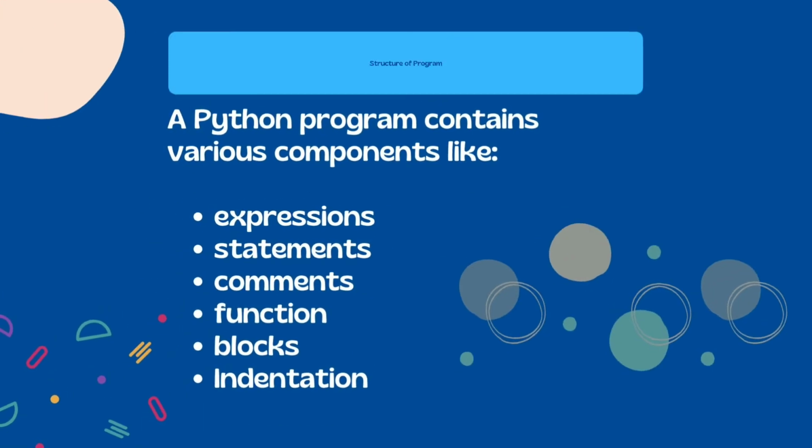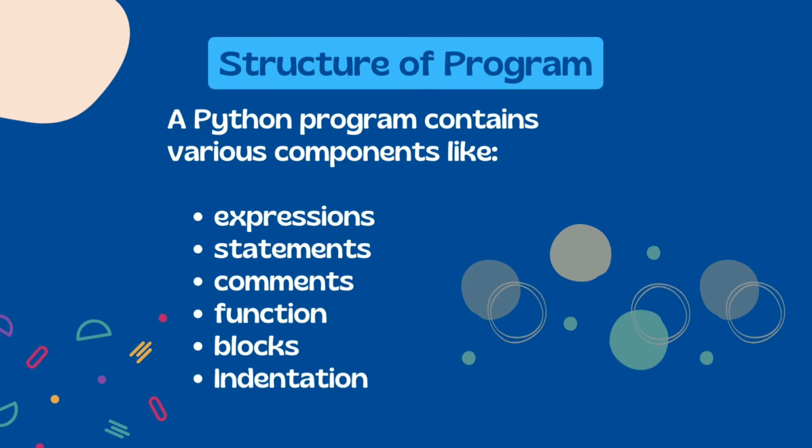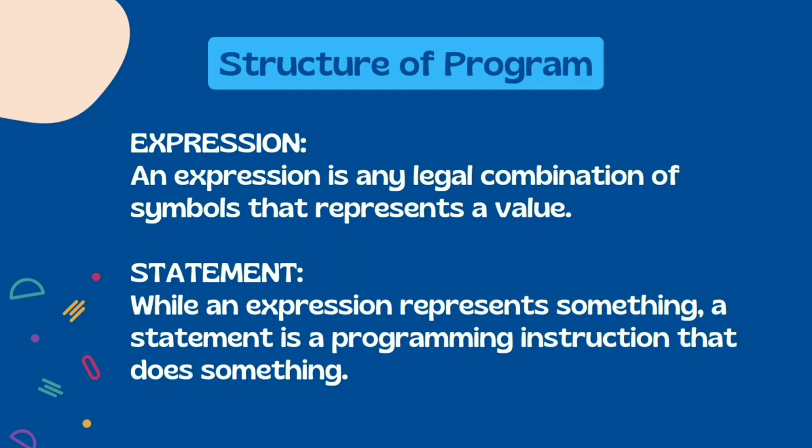Okay, now let's see what expressions are. Our tokens are completed. Now we are moving further to the expression. See, expression, statement, comments, function, block, and indentation are all part of the bare bones, or we can say the structure, of a Python program. Okay, but today we will be learning it in a theoretical way. Expression is any legal combination of symbols that represents a value.